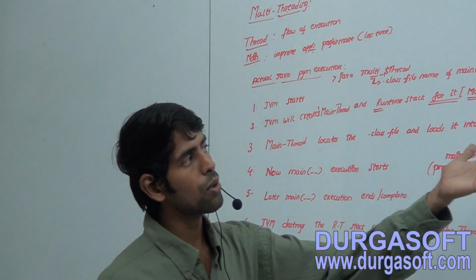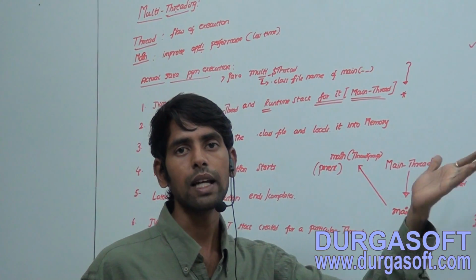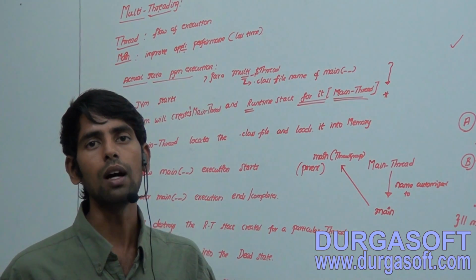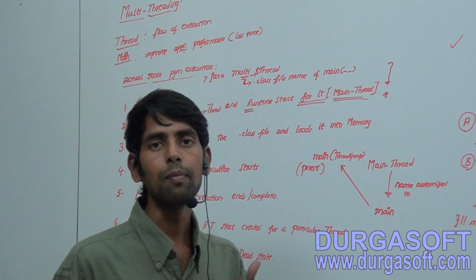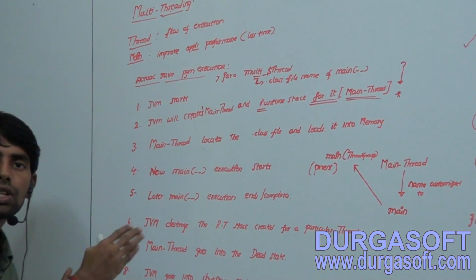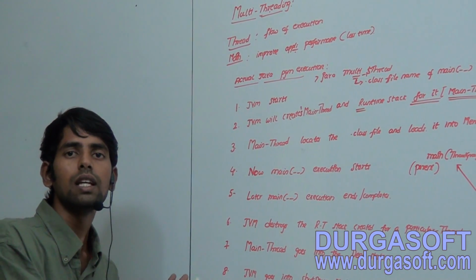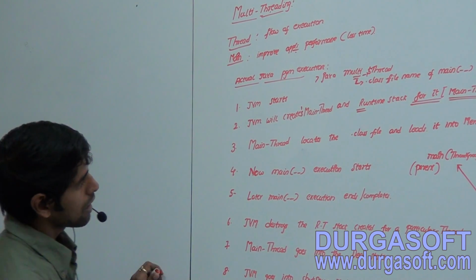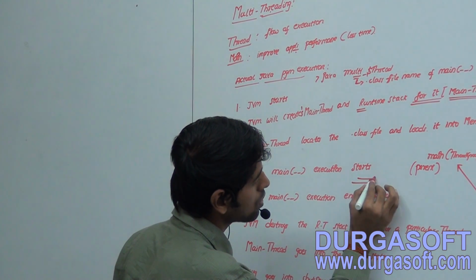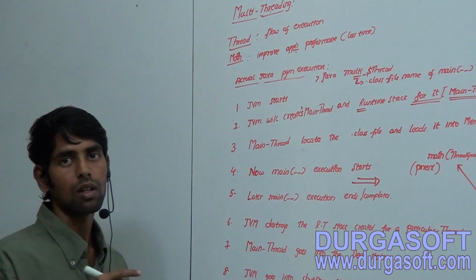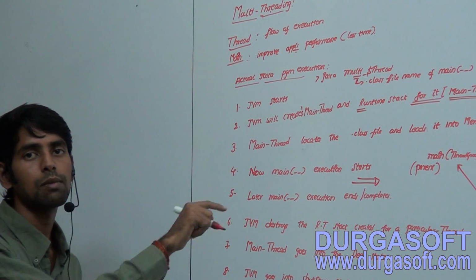This runtime stack is going to get destroyed, or perish, or vanish by our JVM. Later the main thread is going to come into the dead state. Later our JVM goes into the shutdown mode. But in this part, between these two things, there is one mystery happening. We have to know that one. What is that mystery? Let me tell you.